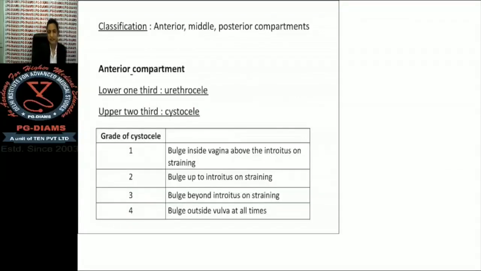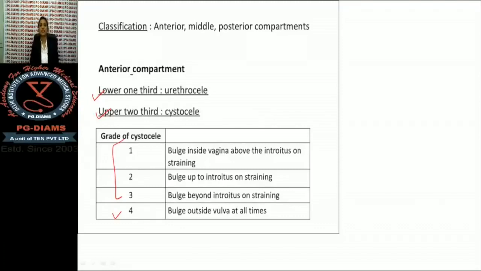Prolapses are further classified or graded into various grades depending on how far they are from the introitus. Lower 1/3 of anterior compartment prolapse is called urethrocoele. The upper 2/3 is called cystocele. Upper 2/3 will be further classified into 4 grades. Remember, first 3 are on straining and fourth is without straining. First is above the introitus on straining.